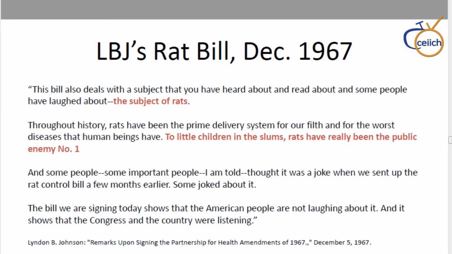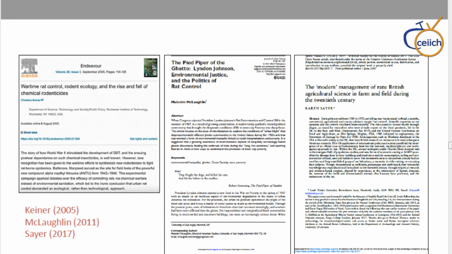Again, there's good historical work that looks at these issues. This article by Malcolm McLaughlin looks at this very program of Lyndon Baines Johnson and his attempts to get a rat bill through Congress. But there's other ways in which rat control has been looked at historically, and specifically within history of science literature. Here's an article by Christine Kiner, and then also Karen Sayer in the British context.